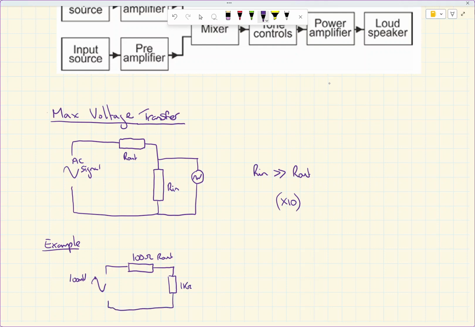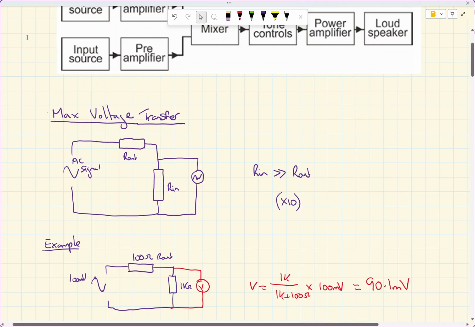So we want to know what's the voltage that we've got across there. Okay, so we can just work out what the voltage is using several methods. I'm just going to use the quick formula. So the voltmeter is across the 1k, so 1k over 1k plus the 100 ohms times our 100 millivolts, and I reckon that is 90.1 millivolts. So we've got a good voltage transfer there into the next stage.